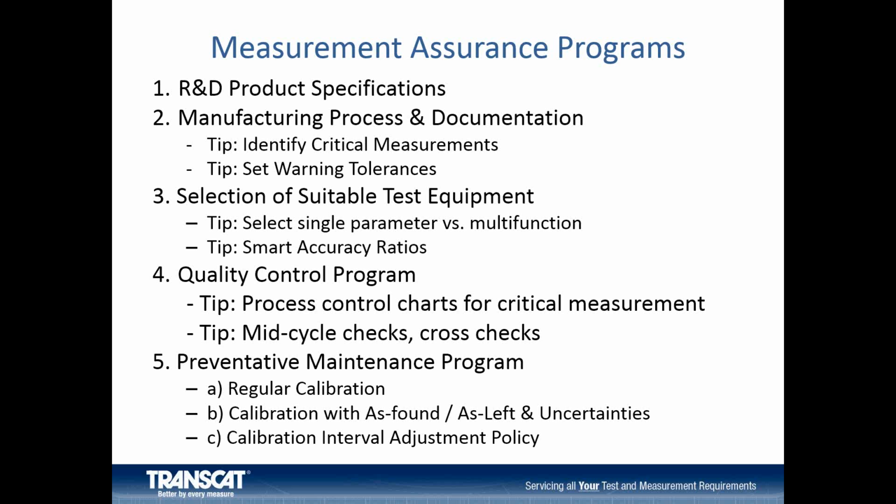Always get calibration with as found and as left data and uncertainties. And have a calibration interval adjustment policy. Be smart about your calibration. If an instrument couldn't hold its specifications after 12 months, reduce it. Reduce it to 10 months. Select a shorter time frame to find out what interval it will hold its specifications.